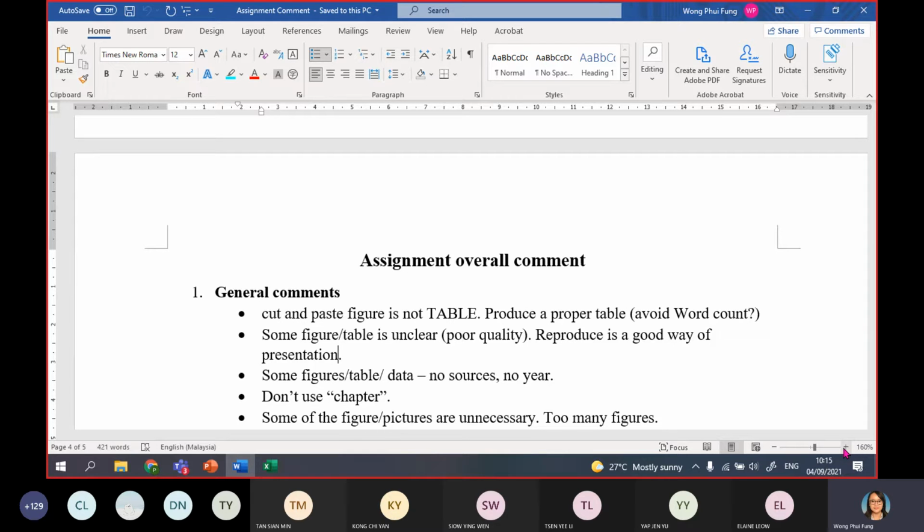The highest mark I give should be group 24. I give 34 marks, 34 or 35 marks. So these are some of the things I have actually seen at this group.